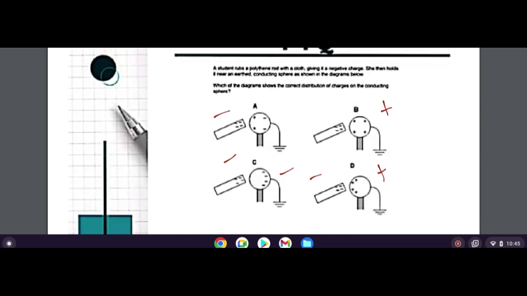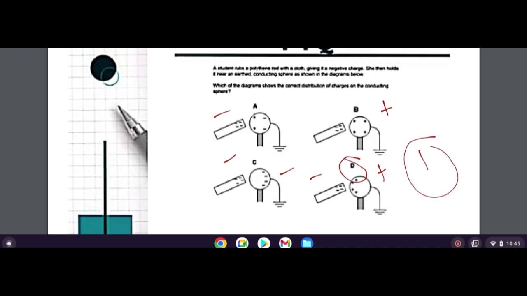Option number D. D. So it shows a correct distribution because both have different charges: here is a negative, here is a positive, and the charges are redistributed. If both get different charges, that is not the proper redistribution. So the correct option is D.